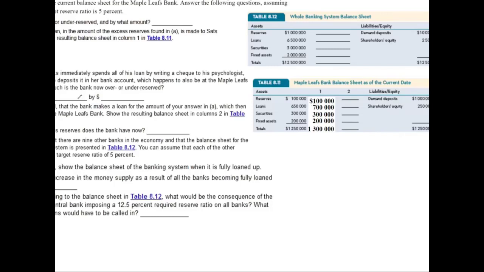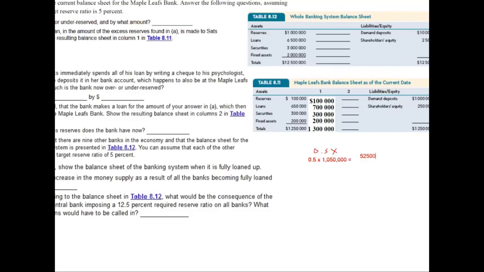The question's asking though, how much is the bank now over or under reserved? So how do we figure that out? Well, we take the 0.05, and then what do we multiply that by? Anyone want to type it in the chat? Is this a text tool? Oh, beautiful. Okay. 0.05 times $1,050,000. And so if we work that out, what do we get? It doesn't let you, this is 0.05. Yeah, so the answer here is going to be 52,500, okay?